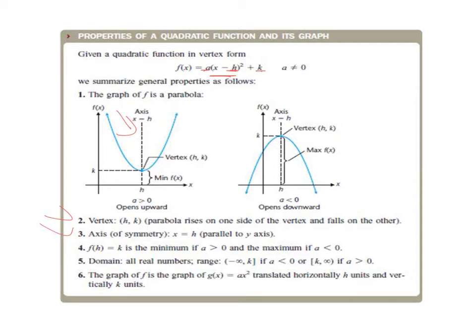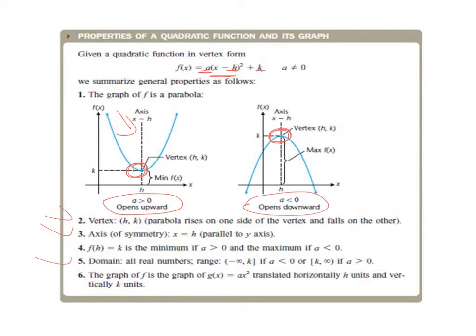Now, for the number that is in the front, the A, if it's positive, then your graph opens up. If it's negative, your graph opens down. This is important because if it's positive and your graph opens up, that means that vertex is where your minimum of that graph is at. And if it's negative and your graph opens down, that means that vertex is the maximum of your graph, which is going to affect your range.